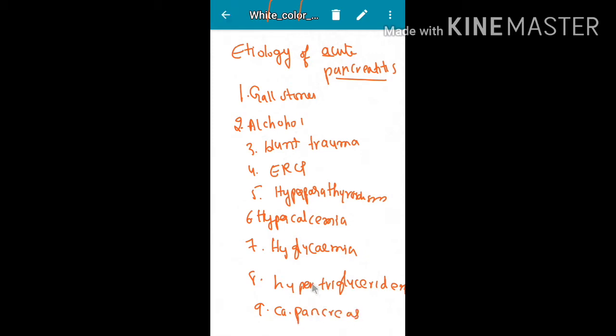others like viral infections, include mumps, cytomegalovirus infections, Coxsackie infections, echovirus infections.